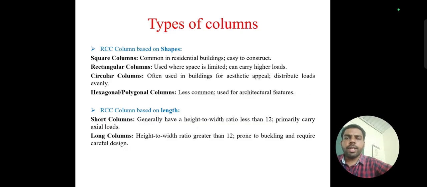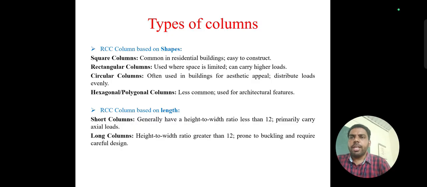And what are the types of columns? Columns can be categorized into three different types: based upon the shape, based upon the length, and based upon the moment. Coming to shape, these are the four shapes generally constructed nowadays: square columns, rectangular, circular, and polygonal shapes.